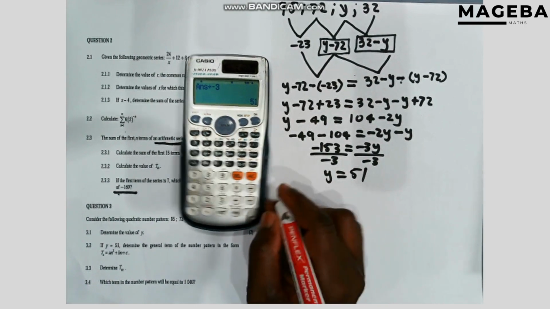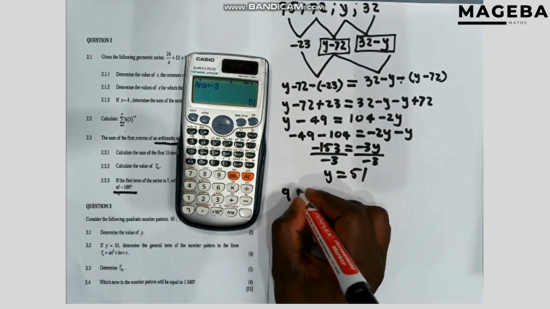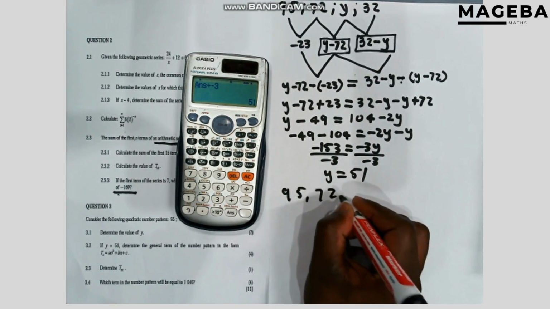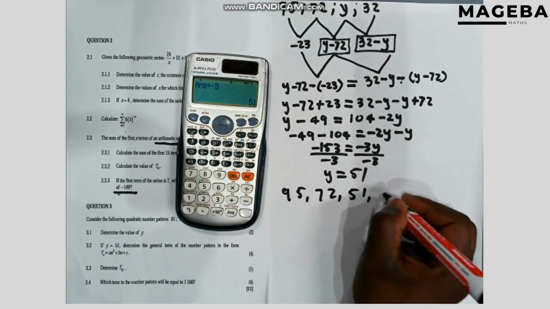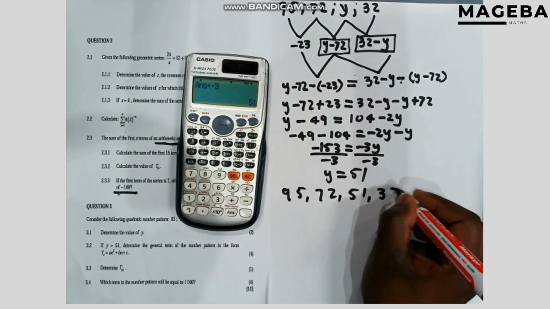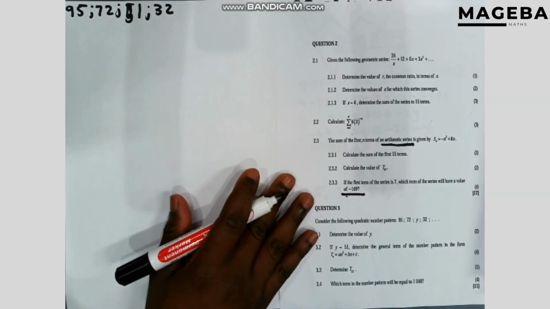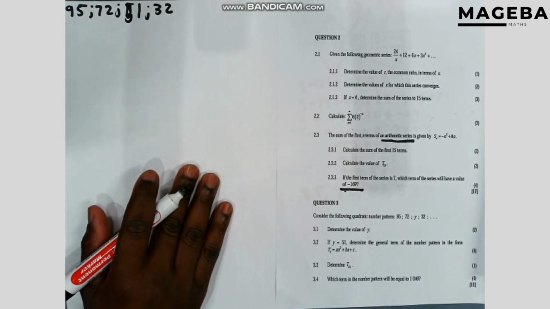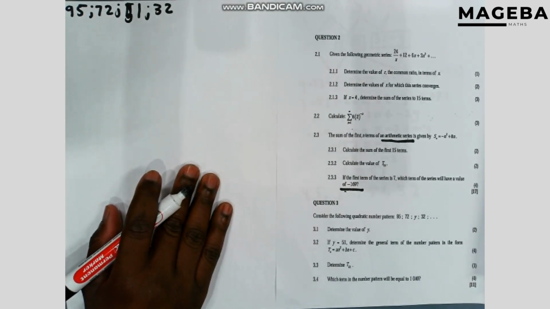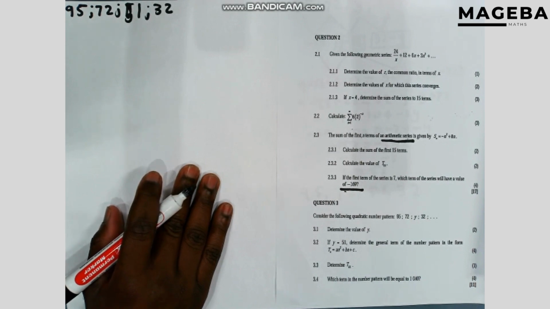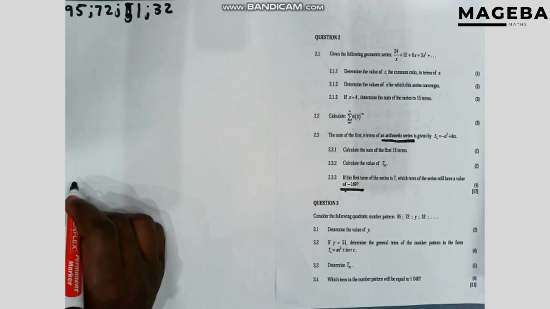So now we have found y, which is 51. The pattern now is 95, 72, 51, and then 32. This is our pattern now. The question is telling us that y is 51. Determine the general term of the pattern in the form Tn equals an squared plus bn plus c.